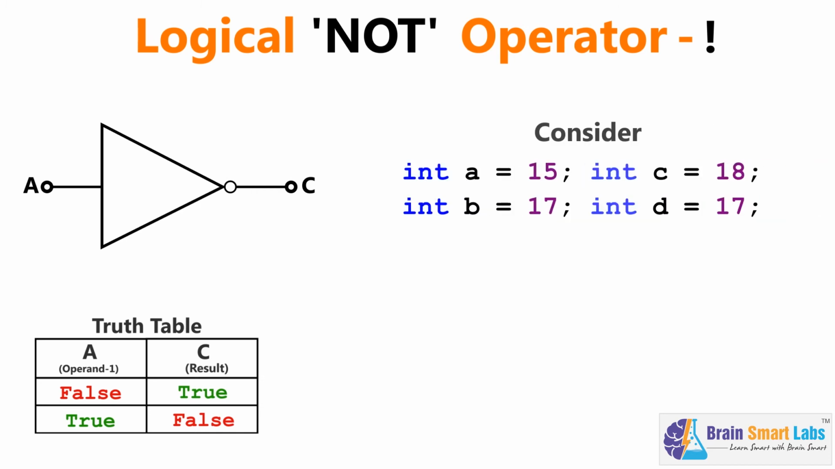For illustration, again consider variables a, b, c and d. The first relational statement a greater than b relates to false, and so the not of this relation would automatically be true. Likewise, the statement b equality d relates to true, and so the not of this relation will automatically be false.